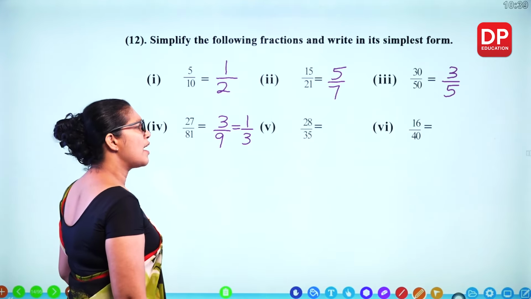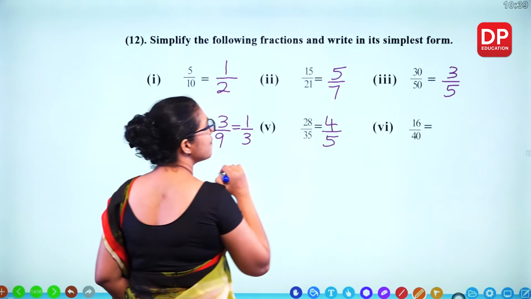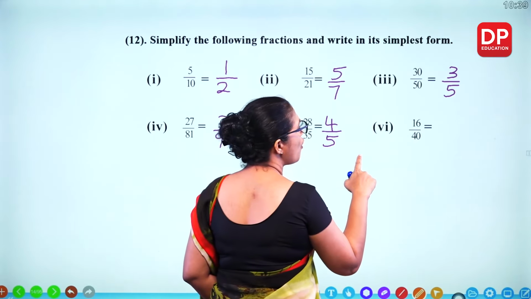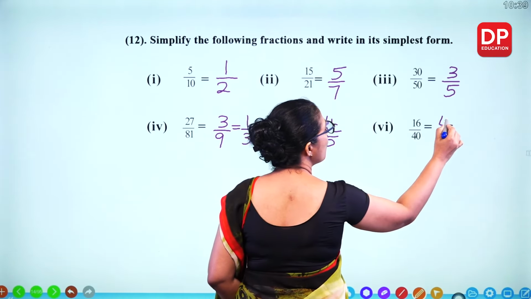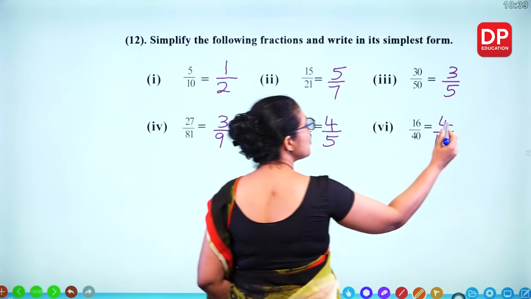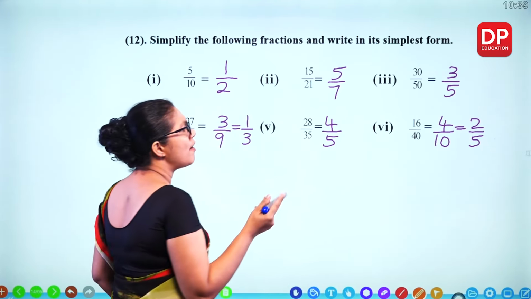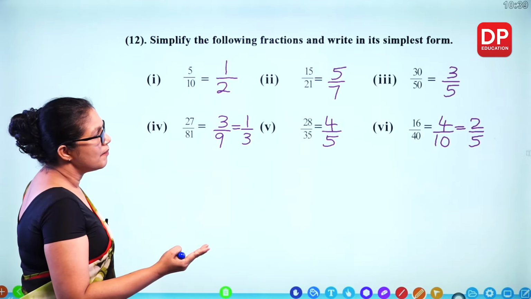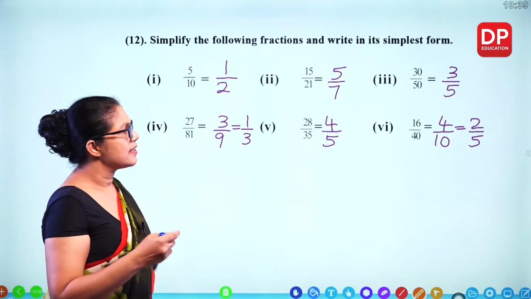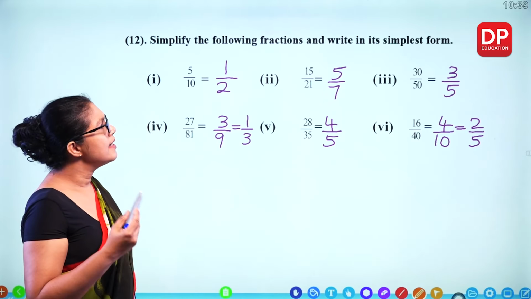28 and 35 you can divide by 7. 4 and 5. 16, 40 you can divide by 4. 4 and 10. Again you can divide by 2, 2 and 5. If you can't find out the highest factor, you can divide step by step and get the simplest form.